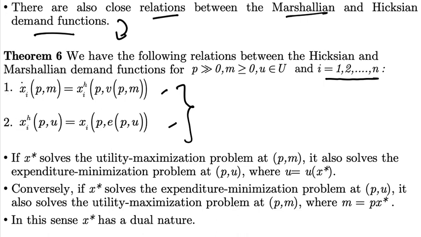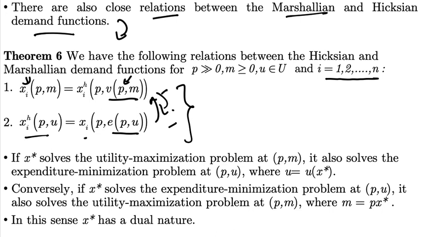Relation number 1: the Marshallian demand function is equal to the Hicksian demand function when we have the indirect utility function like this. Number two: the Hicksian demand function is actually equivalent to the Marshallian demand function when we have the expenditure function. So they are interrelated.